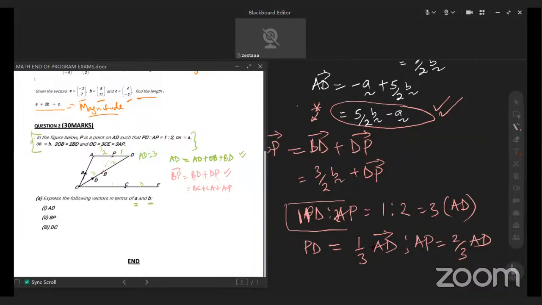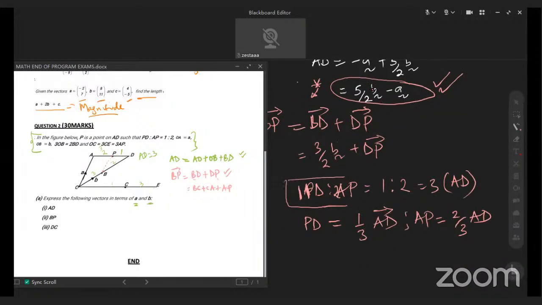Now, we already have our AD, which we calculated here in the beginning. So what will your PD be? PD will be 1 out of 3 into 5 out of 2 B, I think, minus A. Is it like this? Yes. Let me remove one more bracket. I think I can remove one more bracket.